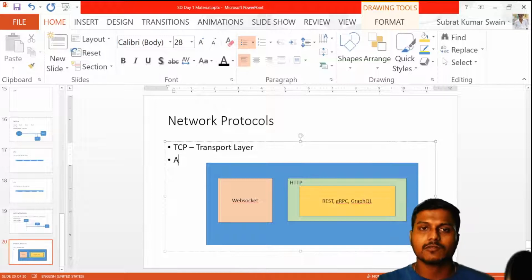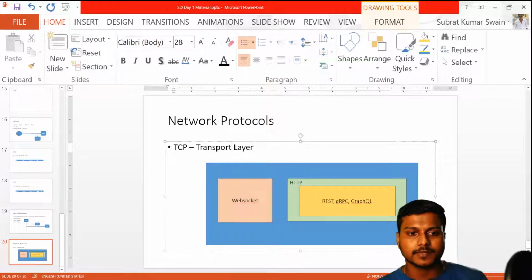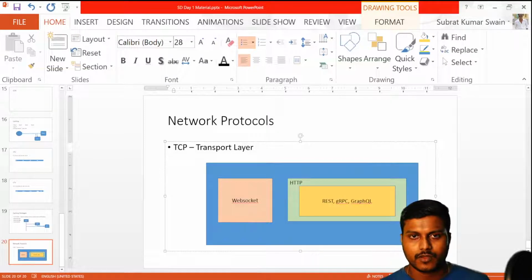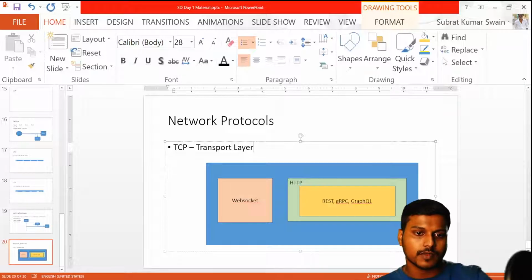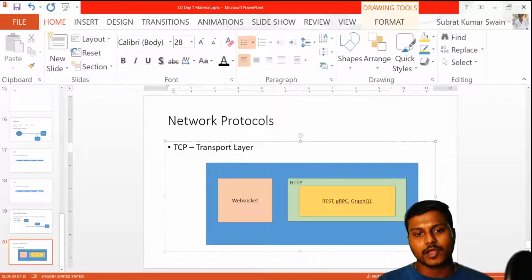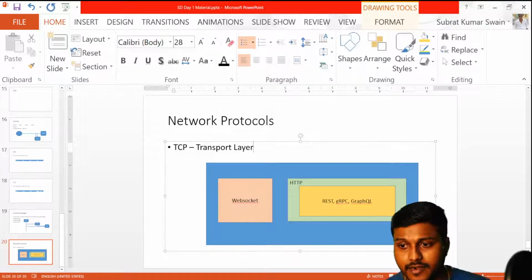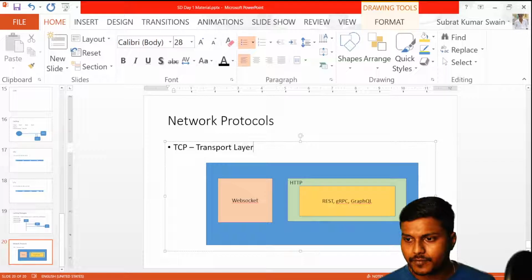There is one more competitor of TCP. There are two options: one is TCP and one is UDP. I'll come to this. What is the difference between WebSocket and this? When do we go for WebSocket and not exactly TCP? Even if WebSocket is based on TCP, we can use WebSocket differently, guys.